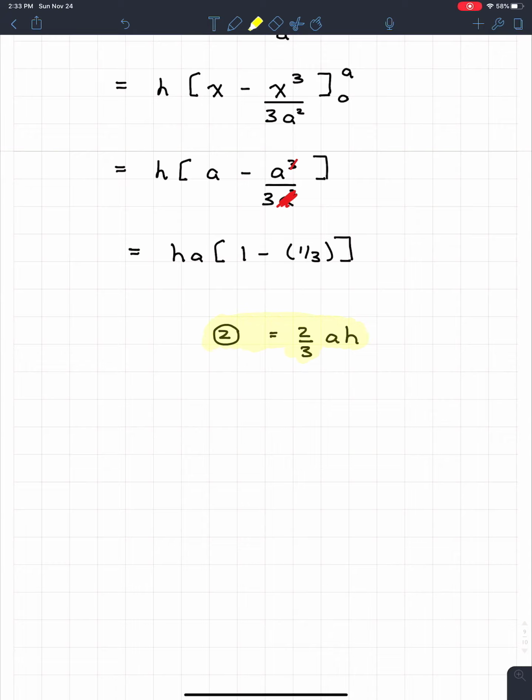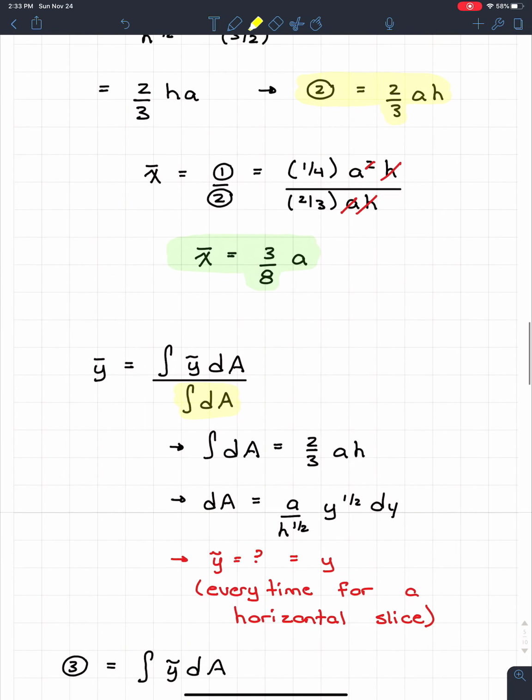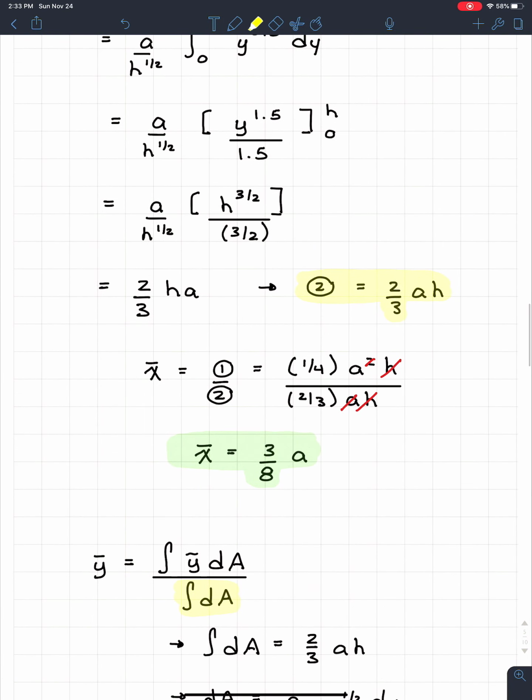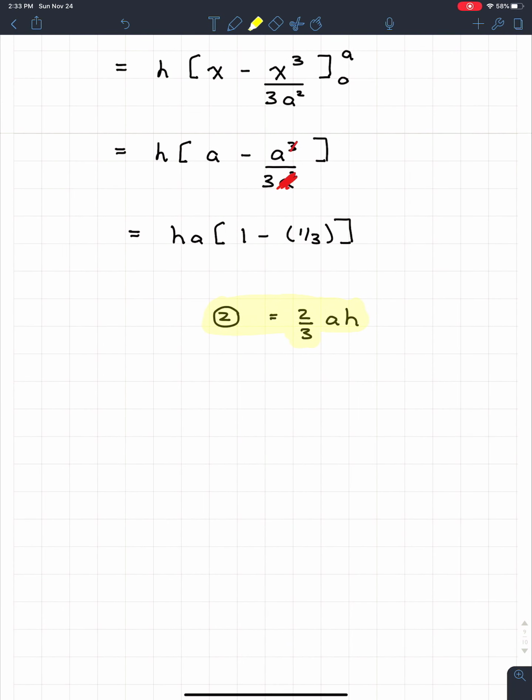But what's funny is if we look up to where we took our horizontal slice instead of a vertical slice, we found that the integral is equal to 2/3 a h. We come down here, 2 is equal to 2/3 a times h.